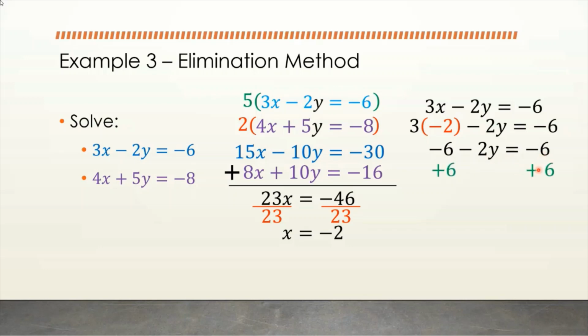Add 6 to both sides, and I get negative 2y equals 0. Divide both sides by negative 2, and y equals 0. My x is negative 2, my y is 0. The solution is a point, so write it as a point: open parentheses, negative 2, comma, 0, close parentheses.